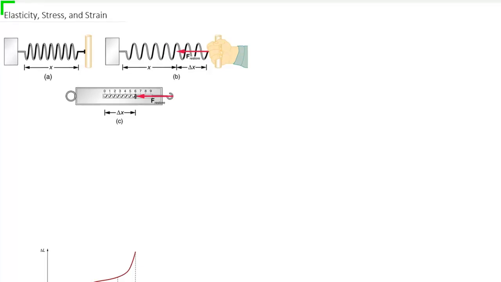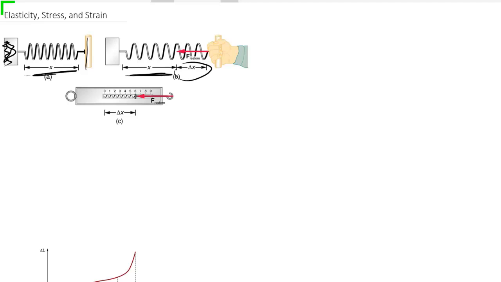Okay, now let's talk about the forces present in springs, elastic forces, elasticity, and stress and strain. So let's say that we have a spring attached to a wall over here, and it has this handle here. And let's say we apply a force to this handle and we stretch the spring out. So it had some original length x here. This was its original length, and then we stretch it out some delta x.